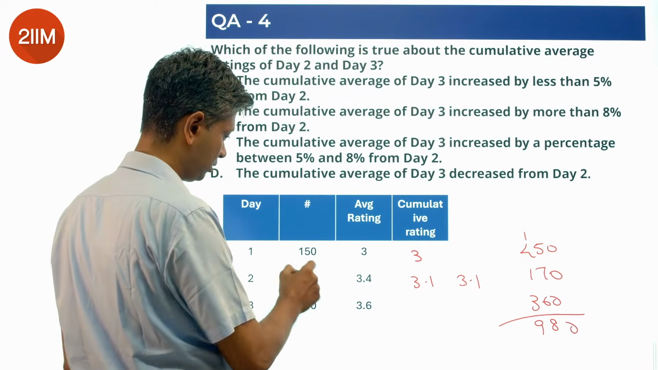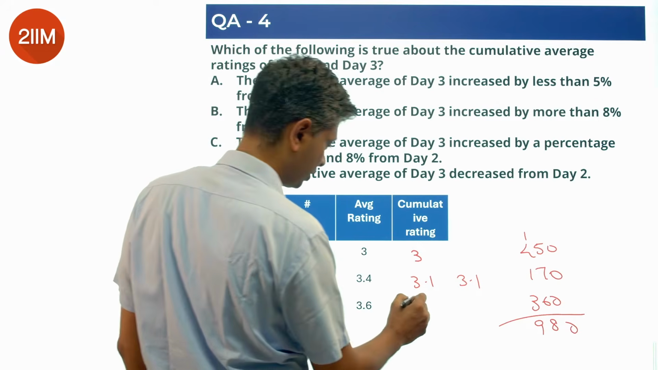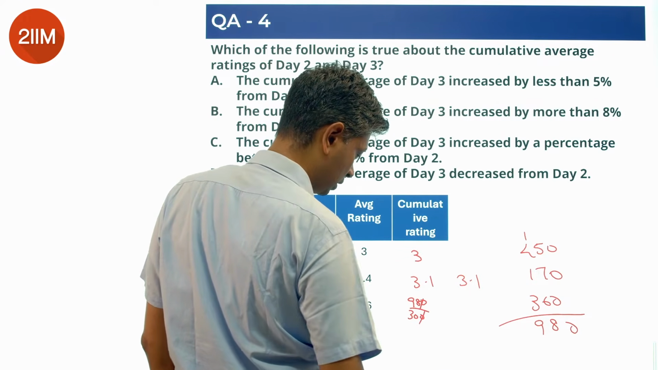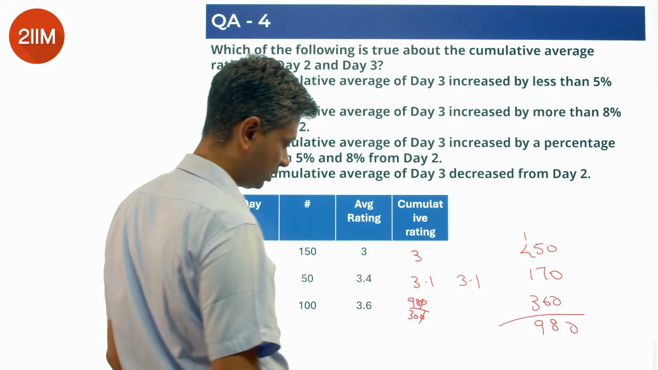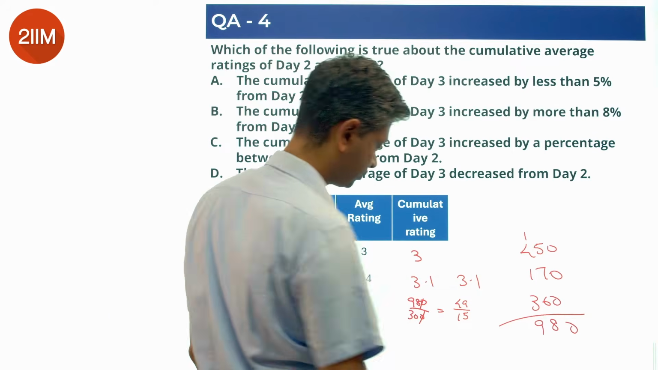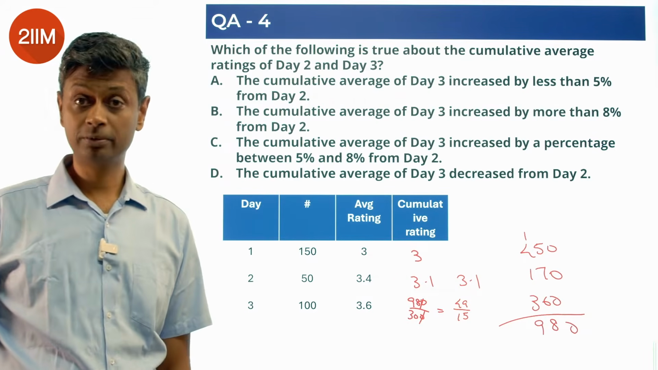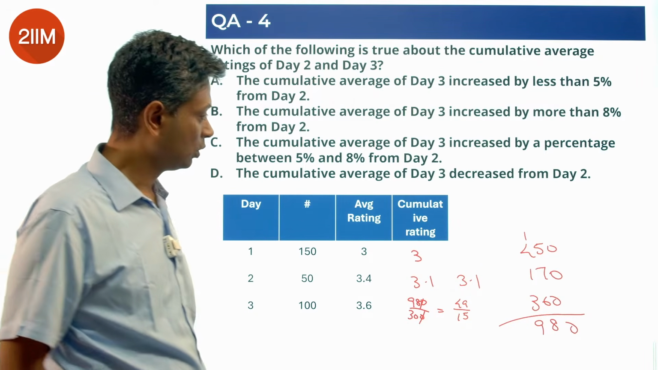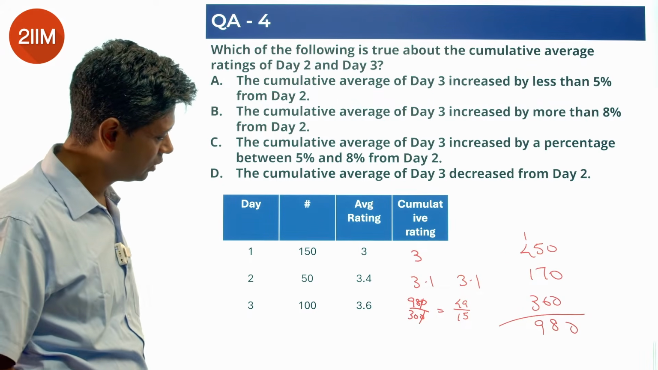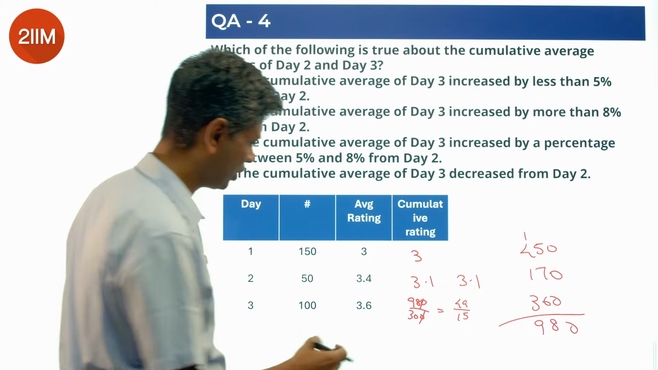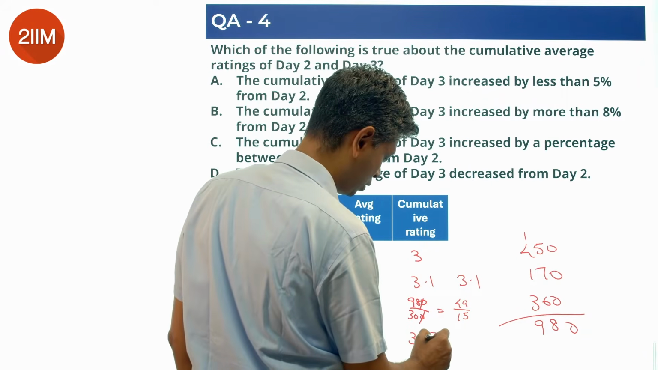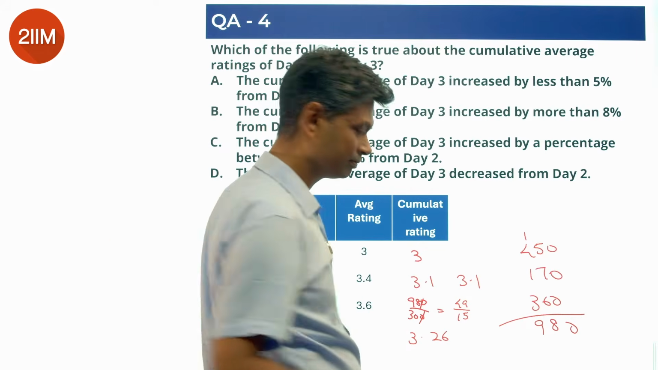Divided by 300. So cumulative rating is 980 by 300, 98 by 30, 49 by 15, 4 by 15. Right, so 4 by 15, what decimal is this? It is 3.4 by 15, 26 something.